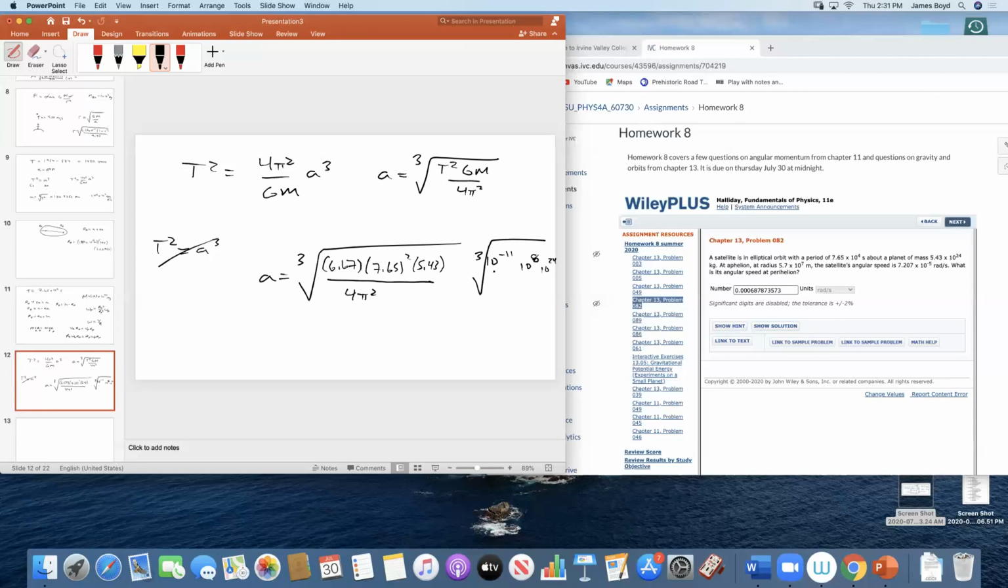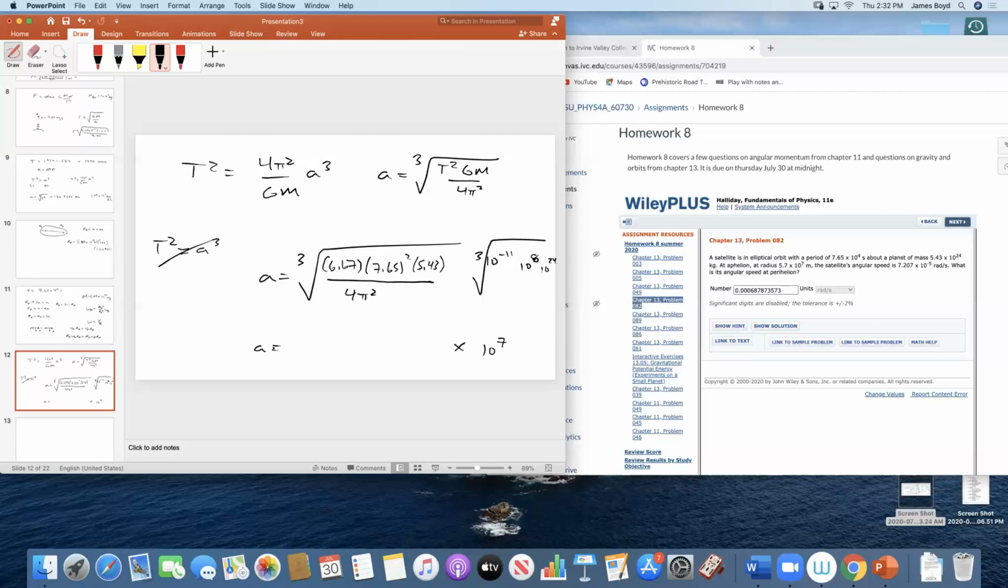So all I've done is I've separated out the scientific stuff from just the numbers. This is minus 11 plus 8 is minus 3, 21. So this is 10 to the 21st. And the third root of 10 to the 21st is 10 to the 7th. That's 10 to the 7th times 10 to the 7th times 10 to the 7th gives us 10 to the 21. So whatever I get here, I multiply by 10 to the 7th.